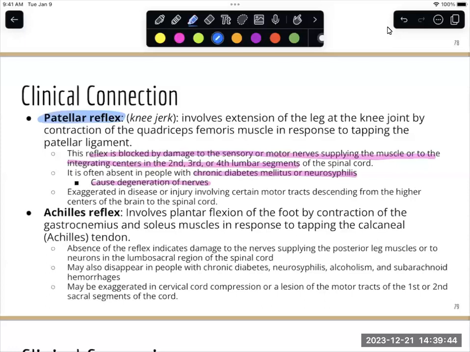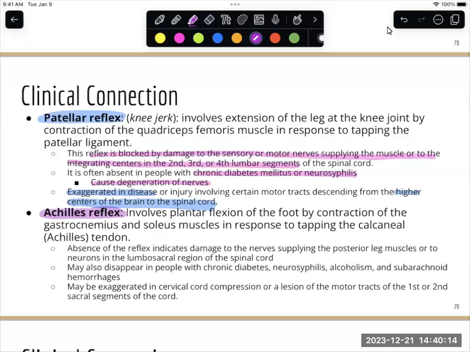It does happen. People can have an exaggerated reflex, like larger than normal, and it has to do with higher centers in the brain that are going to that spinal cord level. The Achilles reflex. This is where you hit that Achilles tendon and the foot plantar flexes. So your foot technically moves down towards the ground.